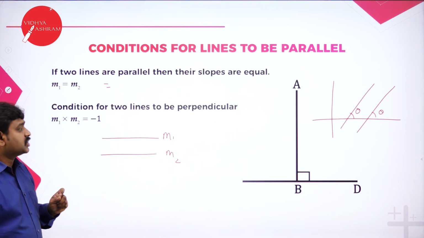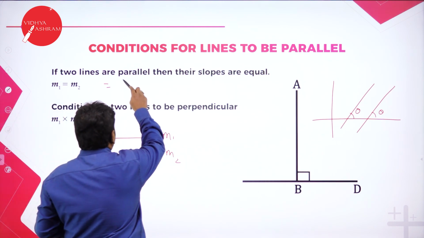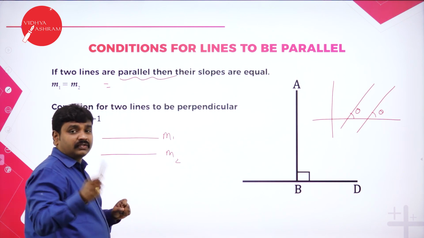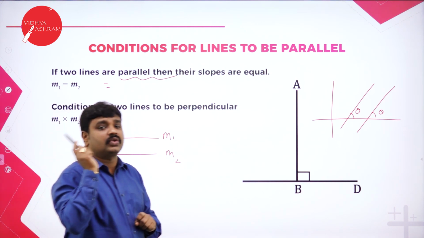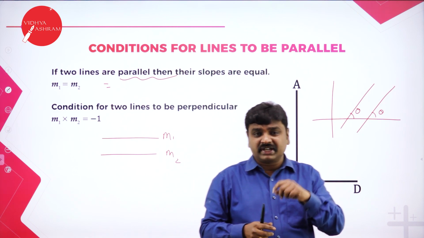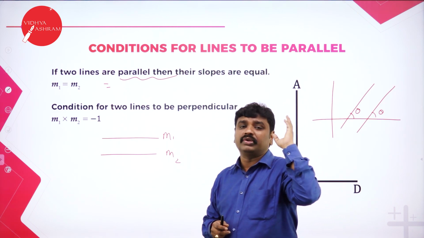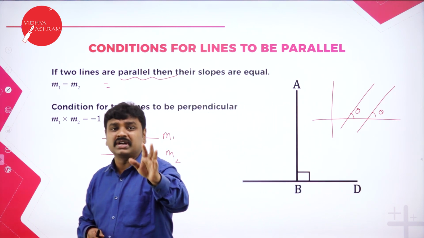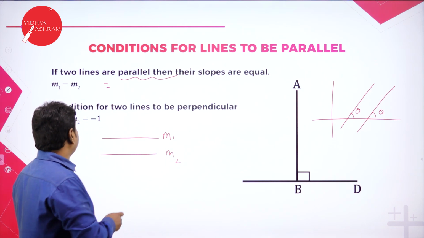Slope same ಆಗುತ್ತೆ. Slope same ಆಗೋದ್ರಿಂದ condition ಏನಾಗುತ್ತೆ? If two lines are parallel, then their slopes are equal. Remember, ಎರಡು ಲೈನ್ parallel ಆಗಿದೆ ಅಂದರೆ ಎರಡಕ್ಕೂ slope ಏನಾಗಿರಬೇಕು? Same ಇರಬೇಕು. If two lines are parallel, then their slopes have to be what? Same.